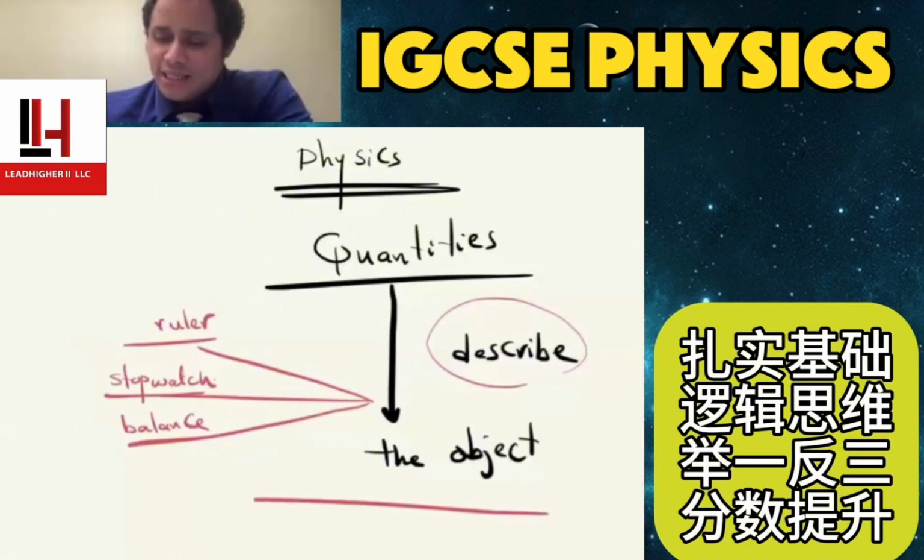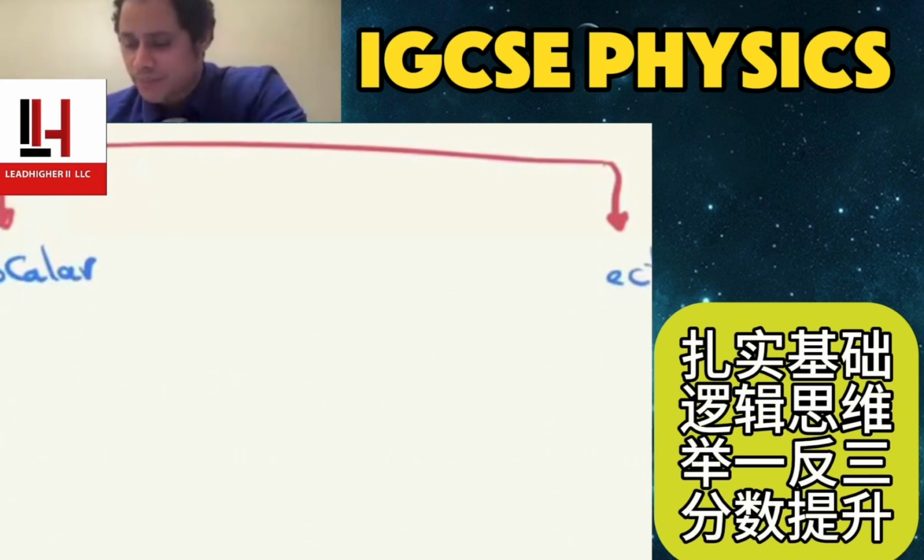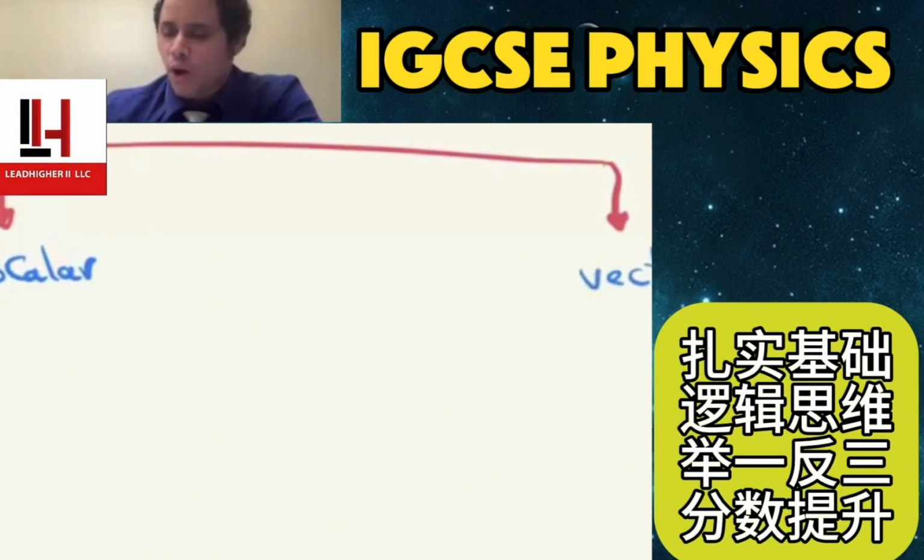But in science or physics, all quantities are of two types. One we call the scalar, the second one is called vector. Teacher, we need to talk about forces. Why do we need this? Because force is one of these quantities, and you're going to see now.